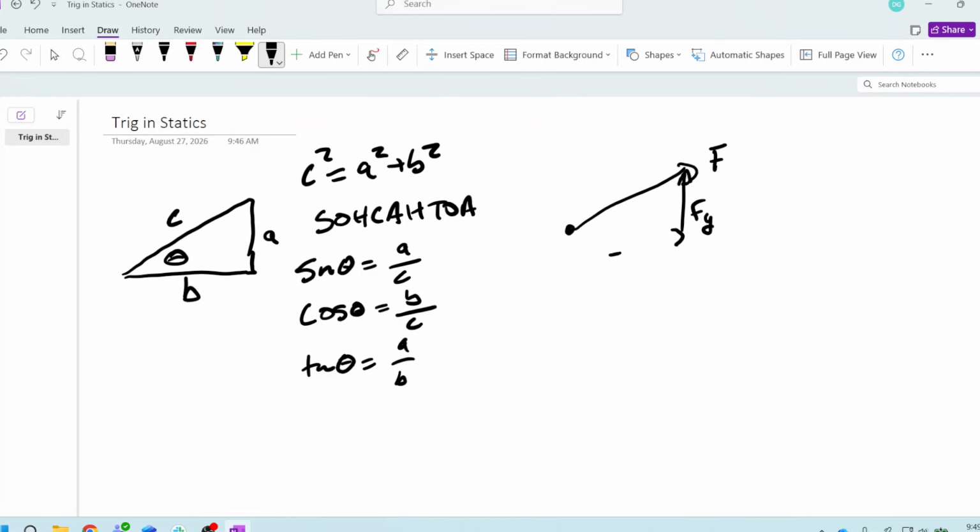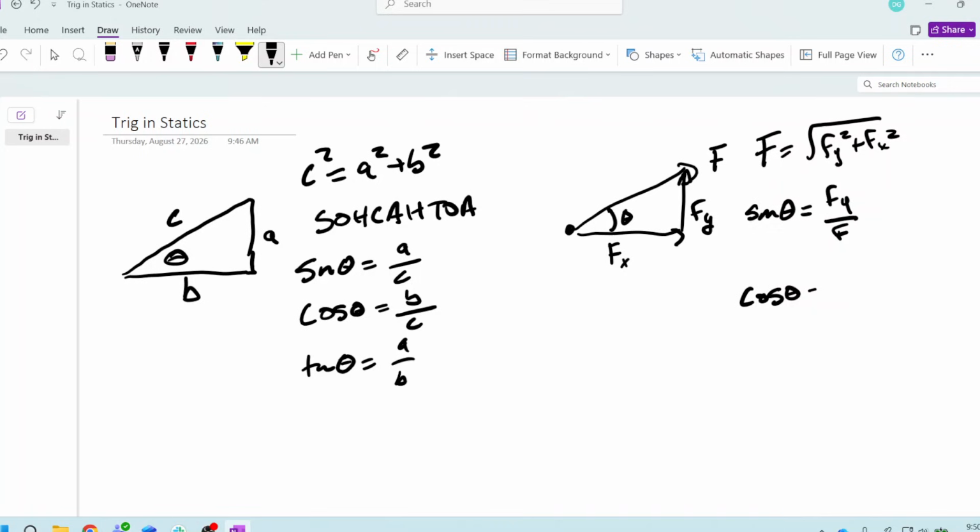But yeah, so how do we go about using this? One of the things that we see is we say F is the square root of F of y squared plus F of x squared. So F is the hypotenuse, so its magnitude is our y component squared plus our x component squared, and the square root of that. And then we have this theta, and we say sine of theta is equal to opposite, F of y, over F. And we say the cosine of theta is equal to F of x over F.